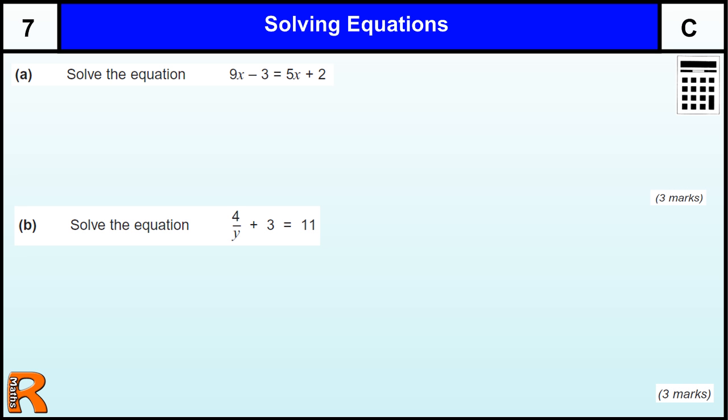Okay, solving equations. Now this first equation is really a grade D equation, nothing special about it at all apart from the fact that you've got x's on both sides. That makes it a grade D level 6 equation. The second one's got a fraction and the unknowns on the underneath, which makes it relatively tricky, and we'll talk about that in a minute.